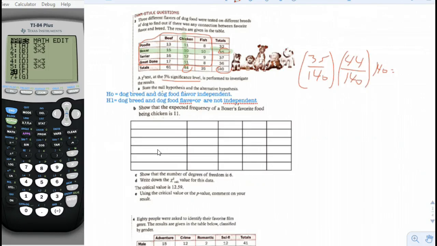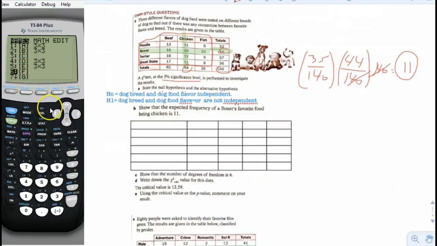So I'm going to do 35 times 44. That's equal to 1540. I'm going to divide by 140, and I only need to divide by 140 once. And I get, what do you know, 11. So that's how you show that the expected frequency for boxers liking chicken is 11. And the calculator gives you those numbers when you put in all the data.